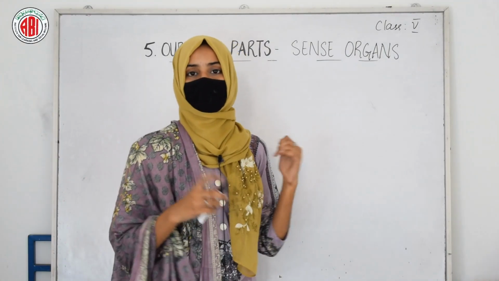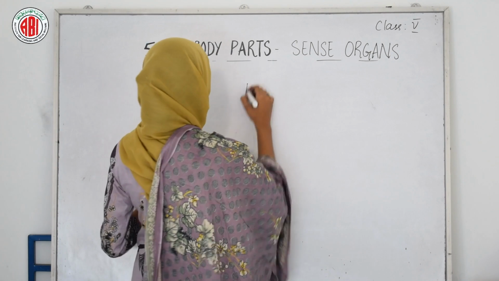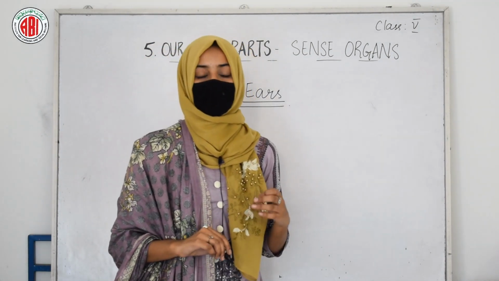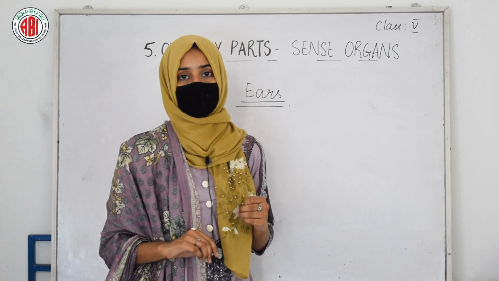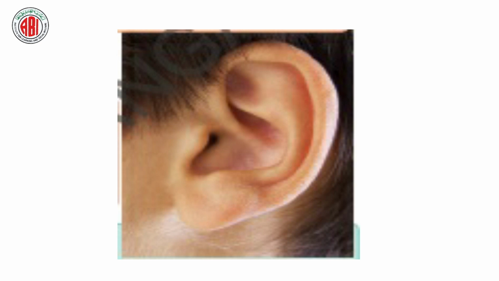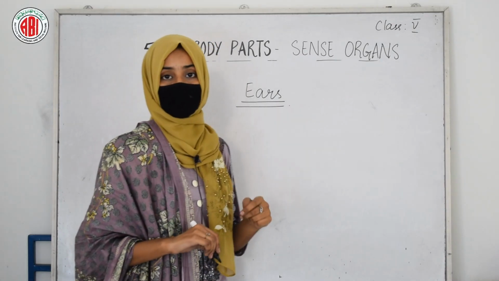We'll move to the next sense organ, that is ears. Ears are also sense organs because these organs help us to hear and listen to the different sounds. We are able to hear the different sounds that appear in our surroundings with the help of the sense organ called ear. So we'll do one activity to know its importance again.